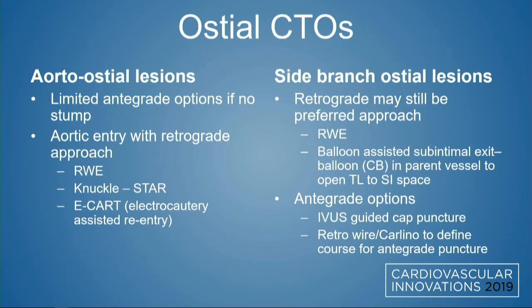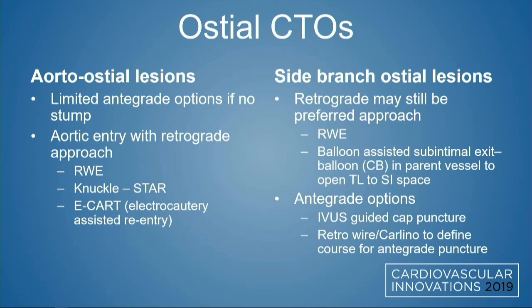So we generally divide ostial CTOs into two categories: aorto-ostial lesions and side branch ostial lesions. Aorto-ostial lesions can be very challenging because there are very limited antegrade options, particularly if there is no stump. Aortic entry from a retrograde approach most commonly is done with retrograde wire escalation. Oftentimes, stiff penetrating wires are needed to puncture through the aortic wall to get into the aorta.